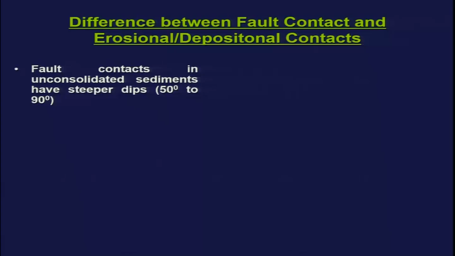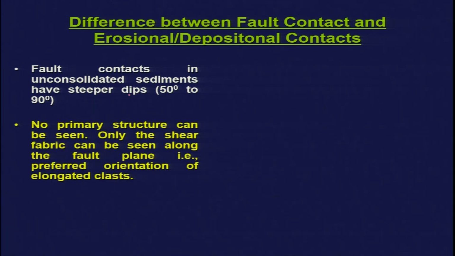So now let's look at the difference between the fault contact and the erosional contact, and this is very similar to what we were talking about, the primary and secondary structure. In the previous slide we discussed mainly the pattern of surface rupture in unconsolidated and consolidated sediments or hard rock. So now in case of unconsolidated loose material, the fault contact usually will be steeper and very sharp, and in most cases we will not be able to see the primary structures. So no primary structures can be seen, only the shear fabric.